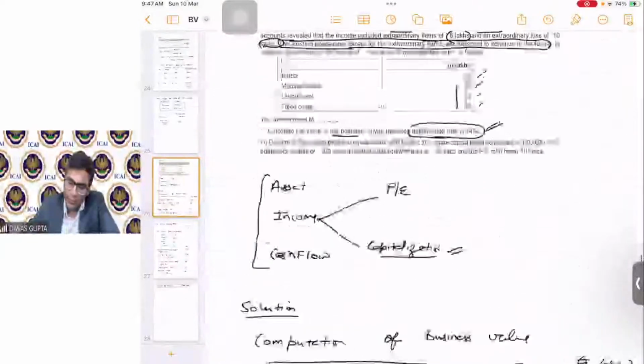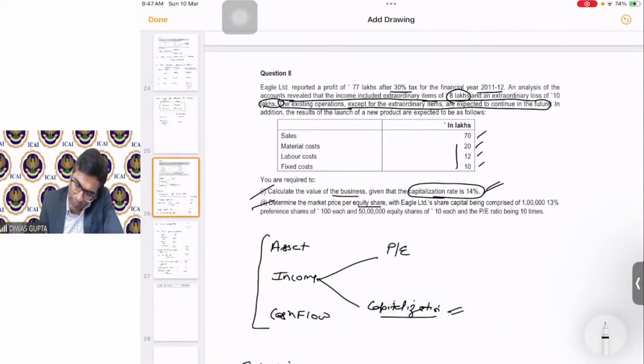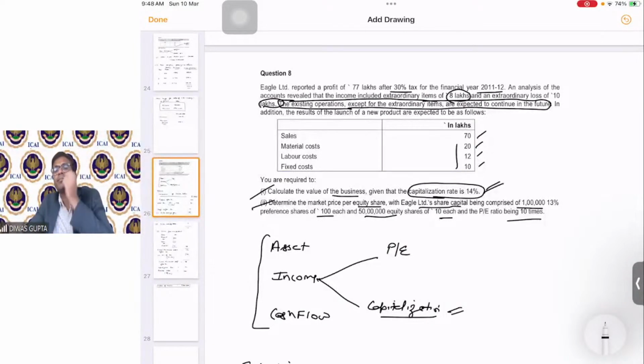The next part, students, it says: determine the market price per equity share with Eagle Limited share capital being comprised of 1 lakh 13% preference shares of rupees 100 each and 50 lakhs equity shares of rupees 10 each, and the PE ratio being 10 times. Now see, students, in the second part, they have clearly given us the additional information which will help us in identifying the market price per equity share with the help of this PE ratio, right?